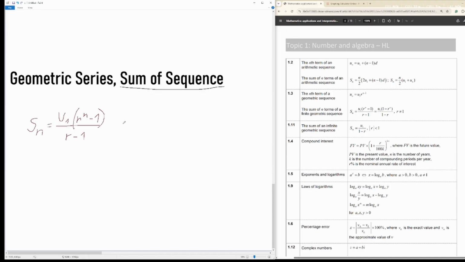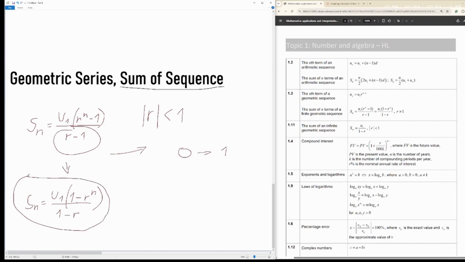However, there's a catch to this. If the absolute value of r is smaller than 1, then we cannot use this, because this part would go negative. Therefore, if your r is between 0 and 1, that's very important, then you have to flip the formula and you get a different formula, which is Sn equals u1 times 1 minus r to the power of n, over 1 minus r. You use this if your r is between 0 and 1, and the other one if your common ratio, also known as r, is bigger than 1.